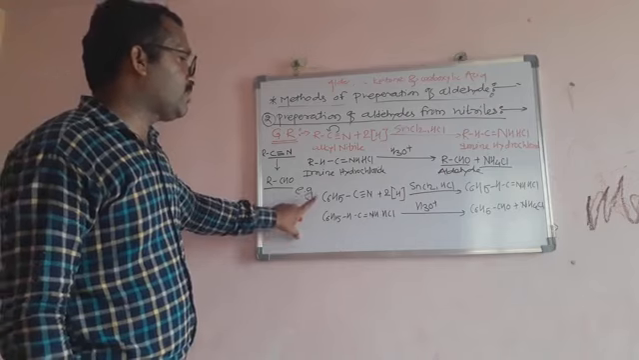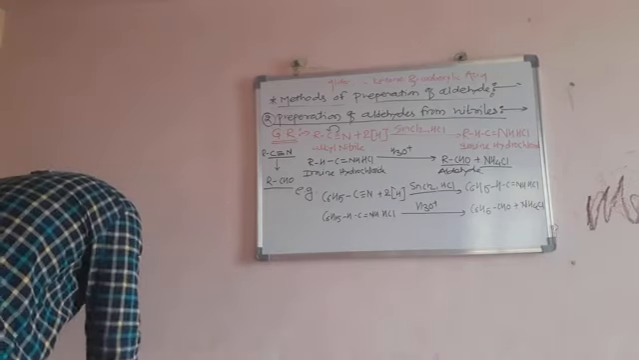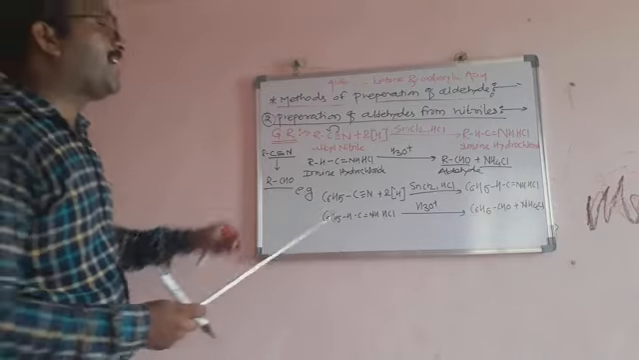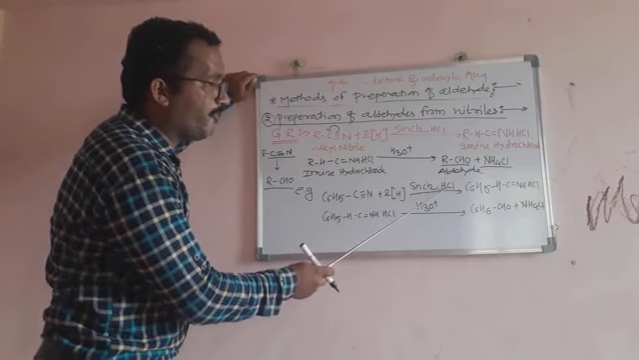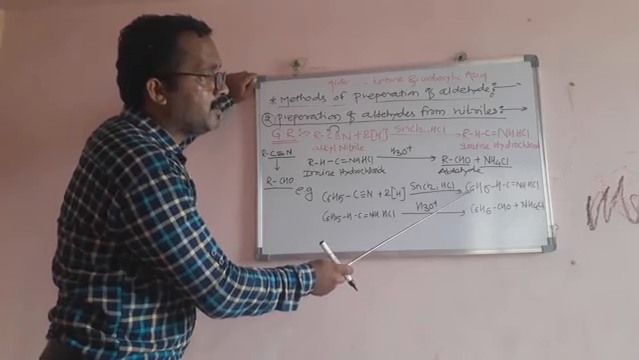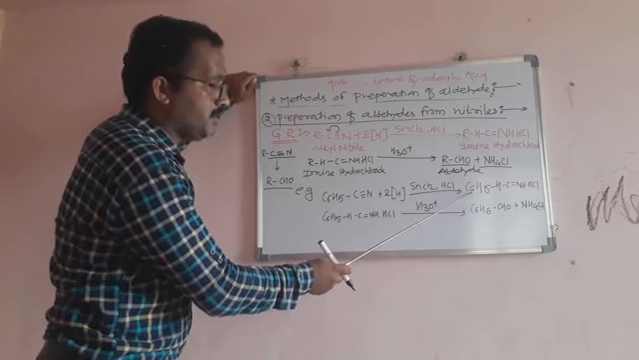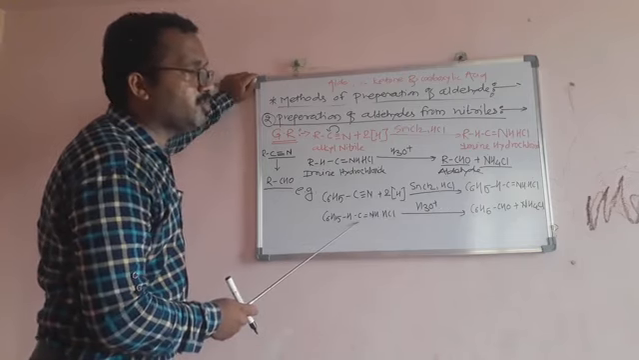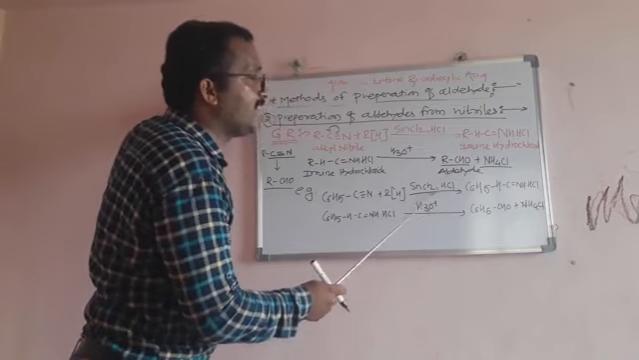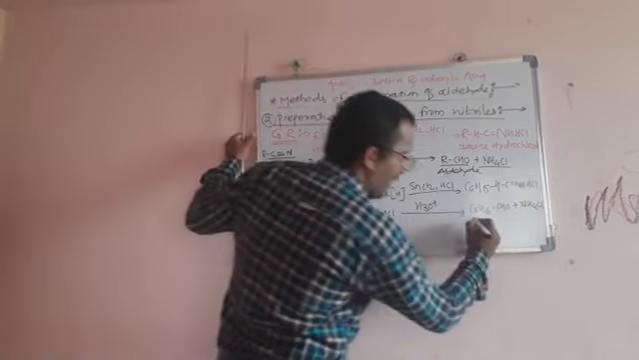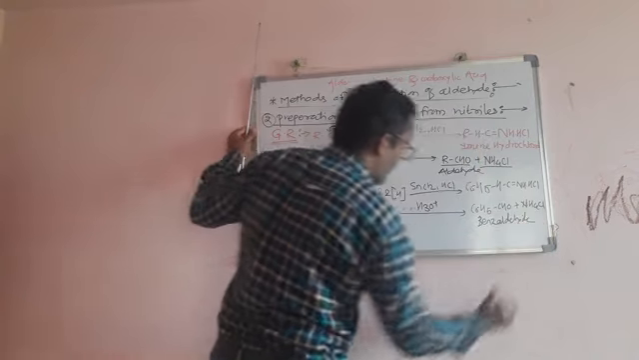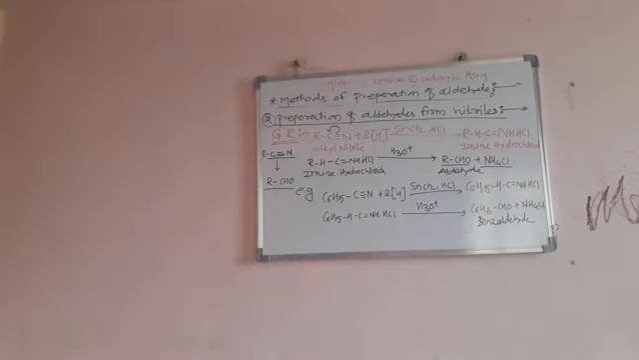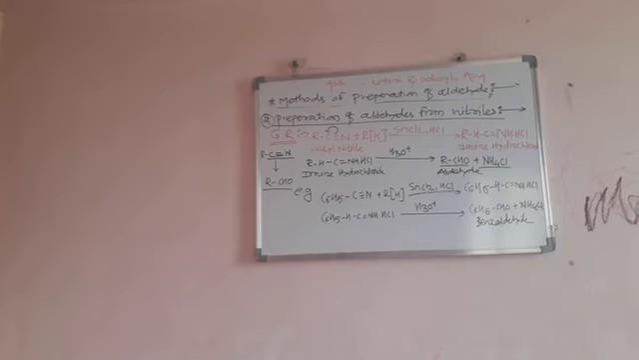Repeating this reaction: when benzonitrile undergoes reduction with stannous chloride in the presence of HCl, it gives benzene imine hydrochloride, and this benzene imine hydrochloride undergoes acid hydrolysis to give the corresponding benzaldehyde. This is the preparation of aldehyde from nitriles.